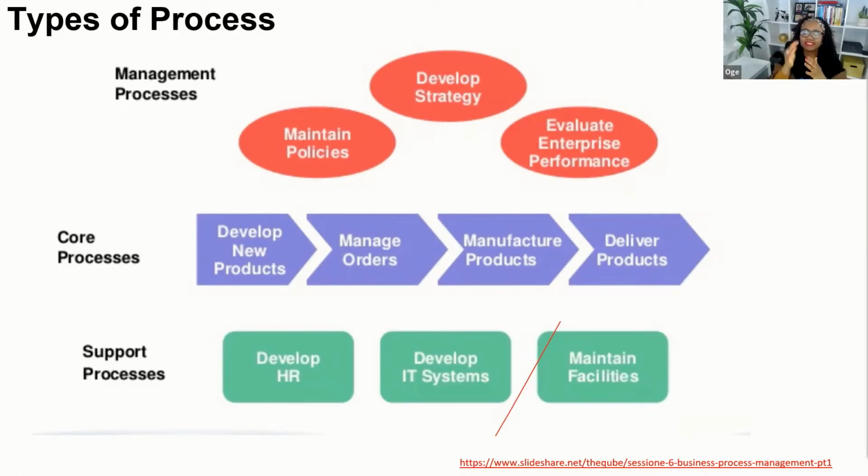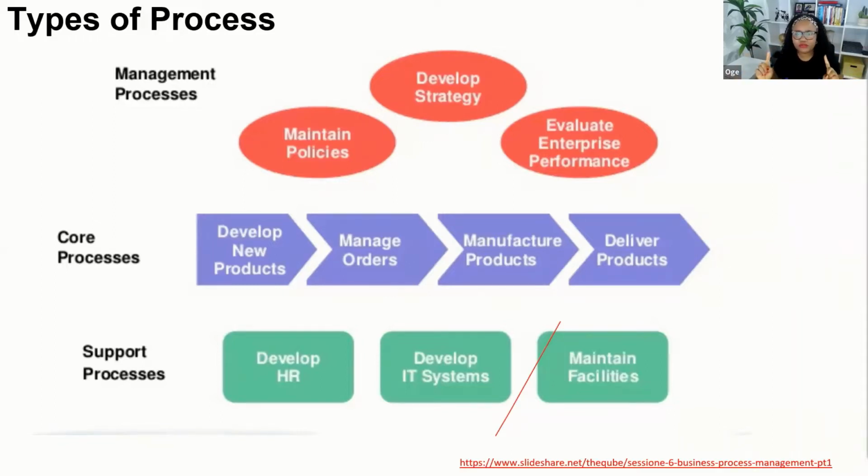So let's have it at the back of our mind that management processes and support processes, you find them cutting across different industries. However, the core processes are usually unique to an organization. And it's these core processes that help them create value, that help them deliver value to their customers. And anytime you have a business reengineering or business improvement process, they usually prioritize and focus on the core processes because those are the customer-facing processes. Those are the processes that keep the organization in business.